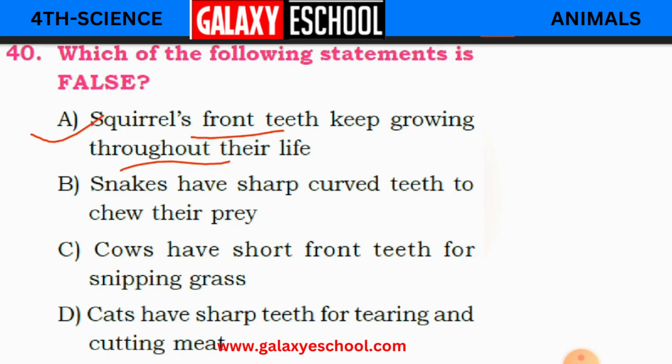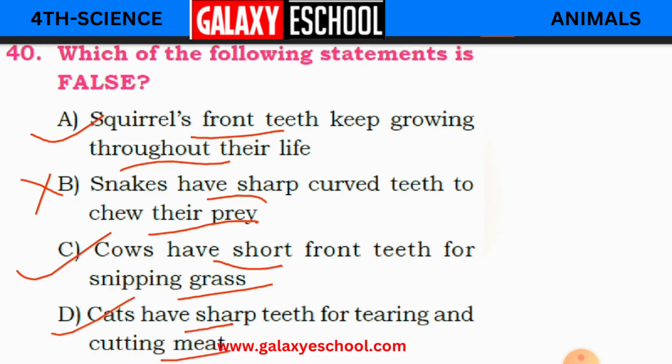Now here, B: snakes have sharp curved teeth to chew their prey. Snakes, do they have sharp curved teeth children? No, they do not have. So this is the wrong statement. C is cows have short front teeth for snipping grass. Is this correct? Yes, this is correct. D is cats have sharp teeth for tearing and cutting meat. Is this correct? Yes, this is also correct. So our answer is B. This is a false statement.